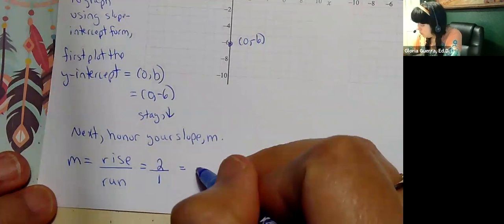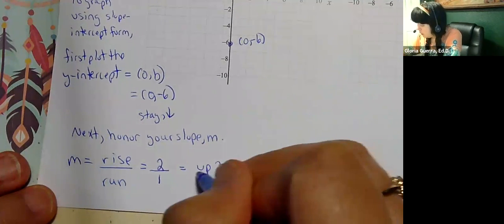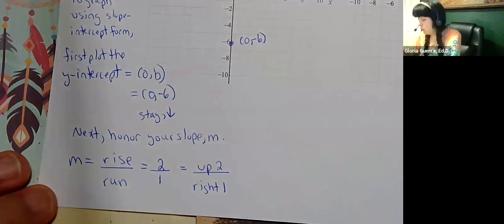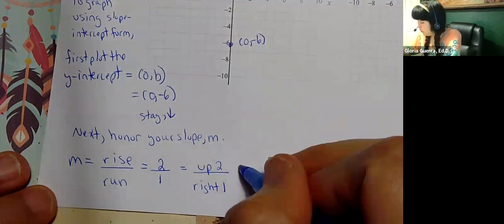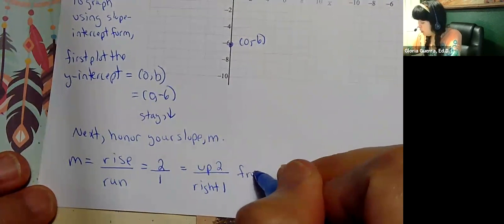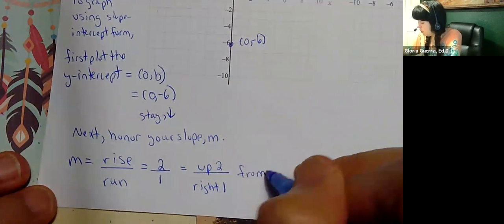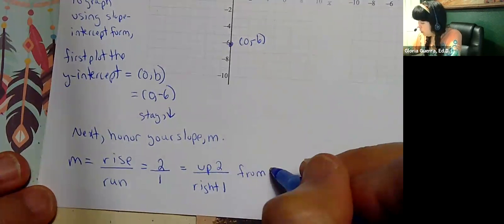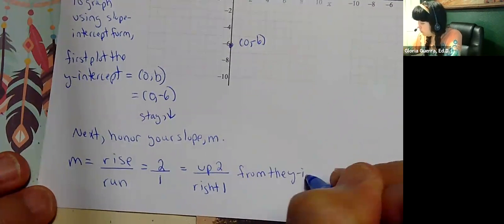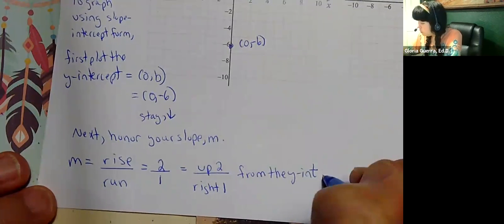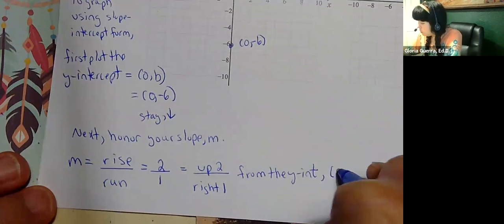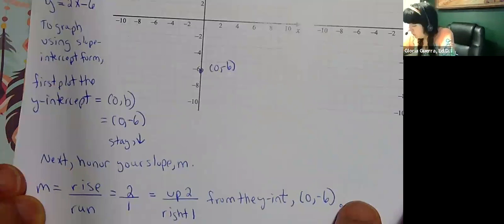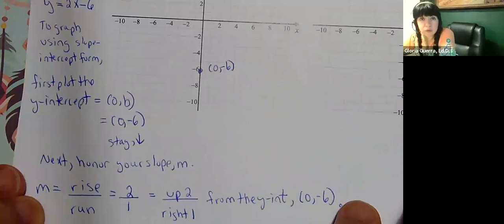This tells you to go up 2, and then right 1, up 2, right 1, up 2, right 1. And you kick that off from the y-intercept, which is 0, -6. You're going to go up 2, right 1, up 2, right 1, up 2, right 1.